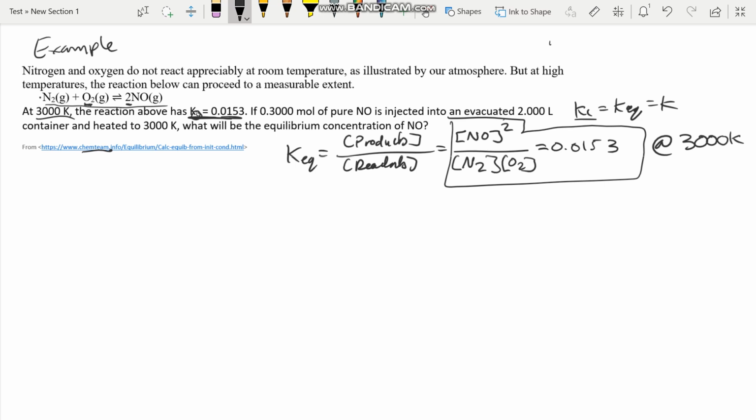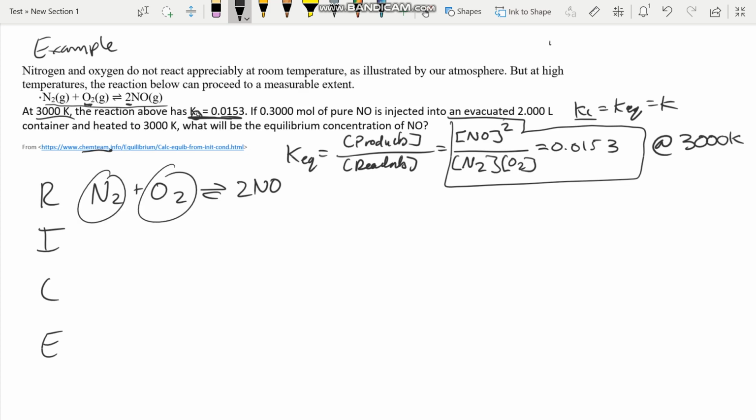We've got the equilibrium expression. It's an equilibrium concentration calculation question, so we have to do our rice box. R for reaction, which is N2 plus O2 to 2NO. Really important that you include the molar coefficients there, because they're going to come in handy in a moment. I for initial concentrations, C for change in concentrations, and E for the equilibrium concentration, so the concentration of these three substances at equilibrium.